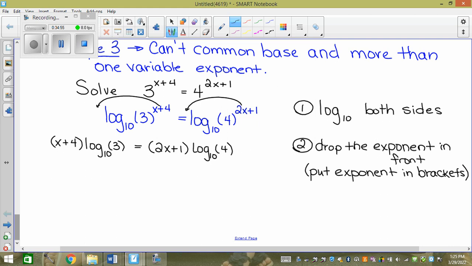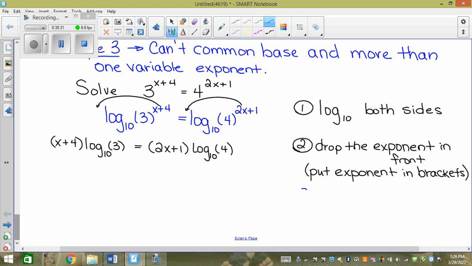Does everyone understand what we did so far? So you log base 10 both sides so that you take the exponent, you can drop it in front. Does that make sense? If it makes sense, it will make it easier for you to do this question. Now, I have my exponents in brackets. If I want to get rid of brackets, what do I always have to do? Starts with a D, rhymes with distribute. Distribute. Good job.